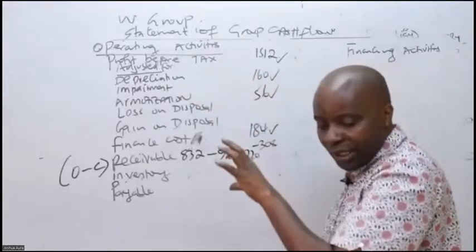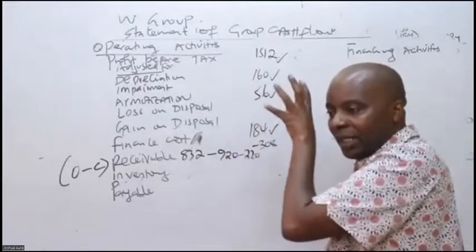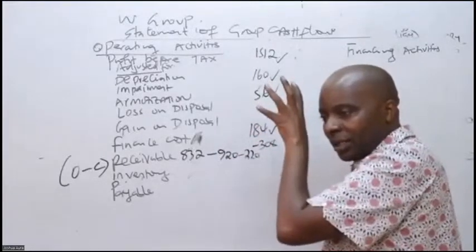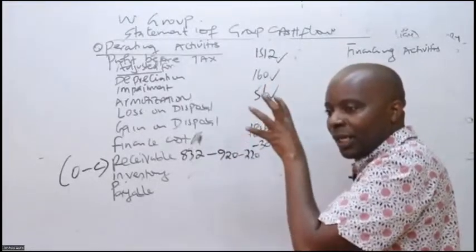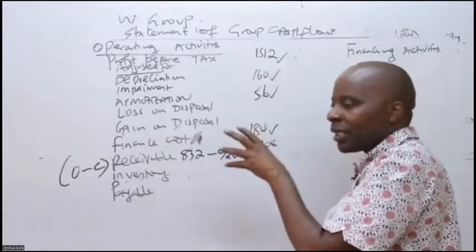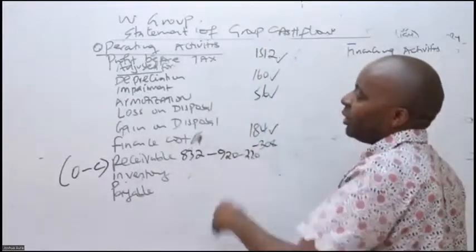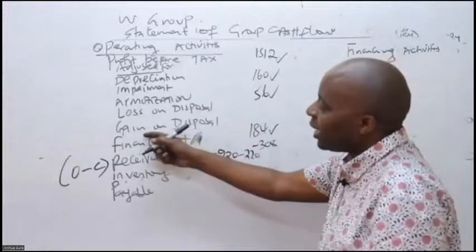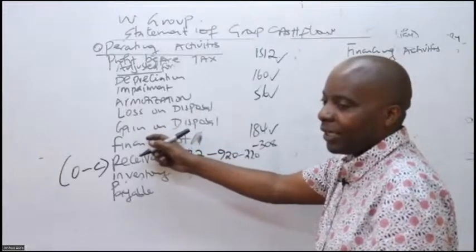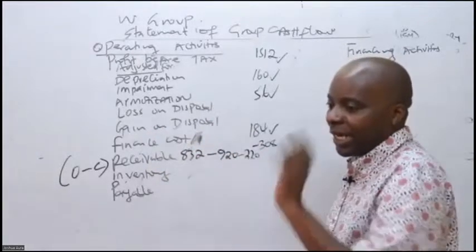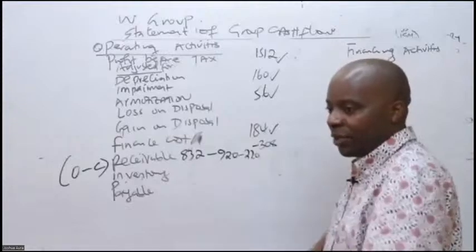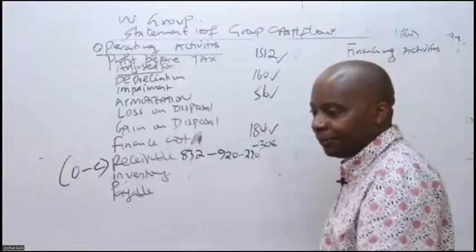That is why we are adding. Any losses and costs shall always be added. The only things you will subtract here are things like gains. But expenses, losses, etc., are added back. Gains and profits, you subtract like that.